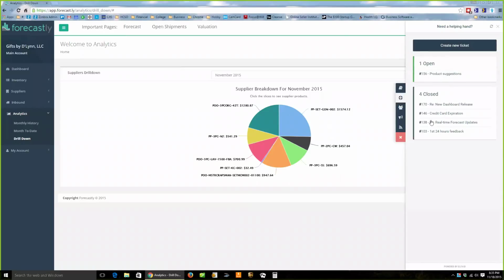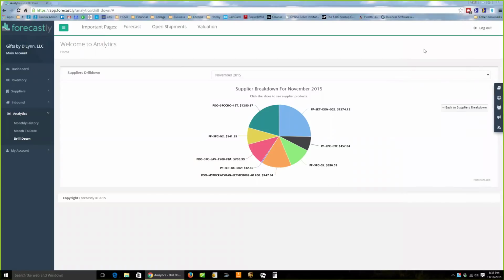And then, you can see all your previous tickets. I've had very fast response from tickets. I don't think I've waited more than 24 hours for an answer to any of them so far. So they're very, very motivated.